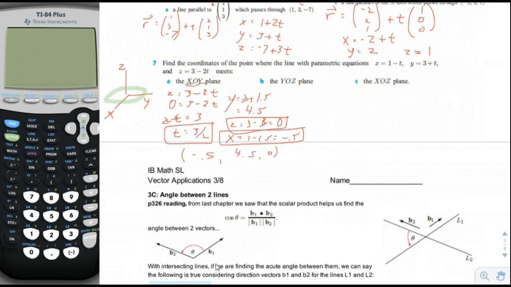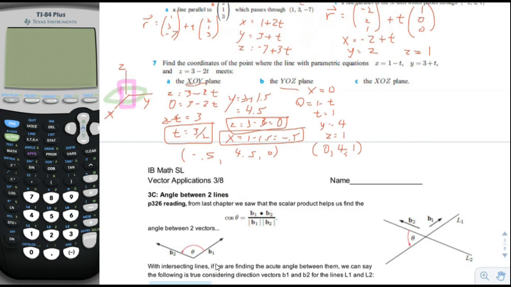Okay, what about the YOZ plane? The YOZ plane would be this one right here, this one that's kind of vertical that we're looking at. Okay, so in that case, the x is 0, right? So when the x is 0, the t value is going to be 1, right? And so when t equals 1, y equals 4. When t equals 1, z equals 3 minus 2, which is 1. So the coordinates for this one are going to be (0, 4, 1). Now you're getting the idea?